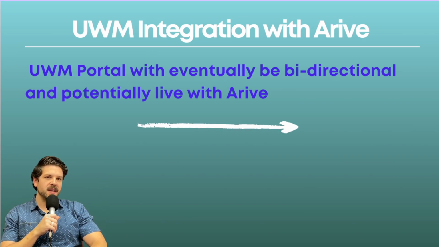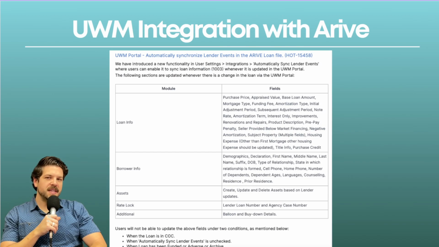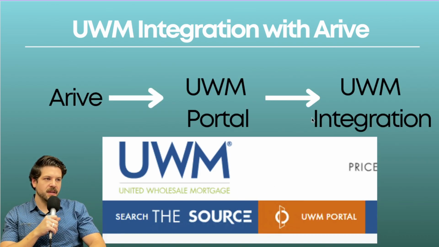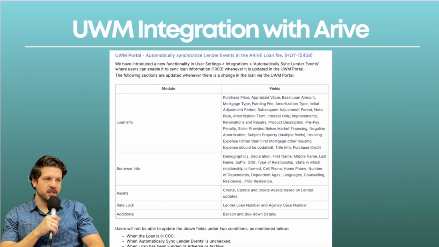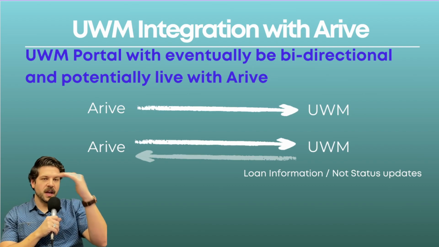The reason why this is a big deal is ARIVE did something really sneaky over Christmas break, and they even made an announcement, but I think it went over most people's heads. They opened up their integration with UWM to be bi-directional when it comes to loan information. So everything you see here on the right, if you set up your integration, any loan information that gets updated in UWM, like purchase price, will get kicked over into ARIVE. I'm not going to list all of them; you can read all of them.